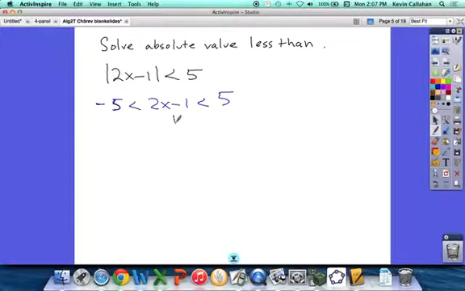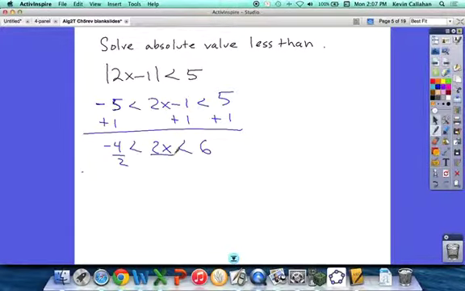So in this case, add 1. Negative 4 is less than 2x is less than 6. Divide by 2. So negative 2 is less than x is less than 3.